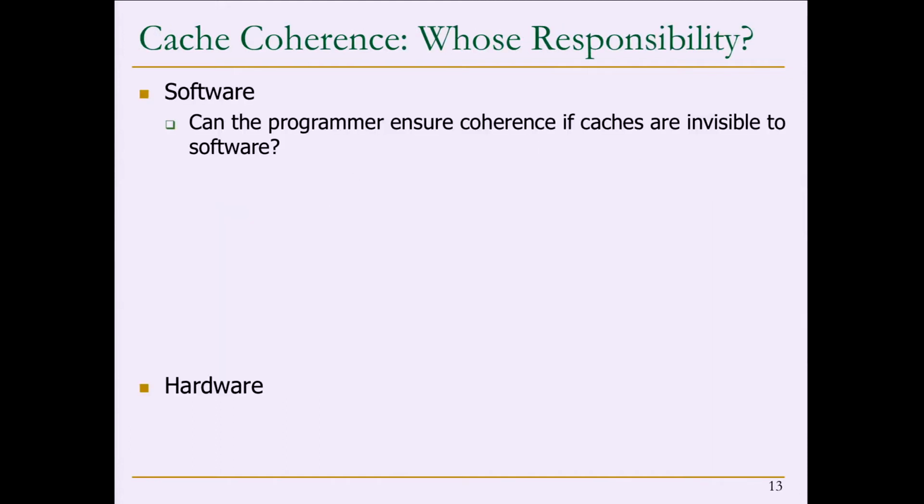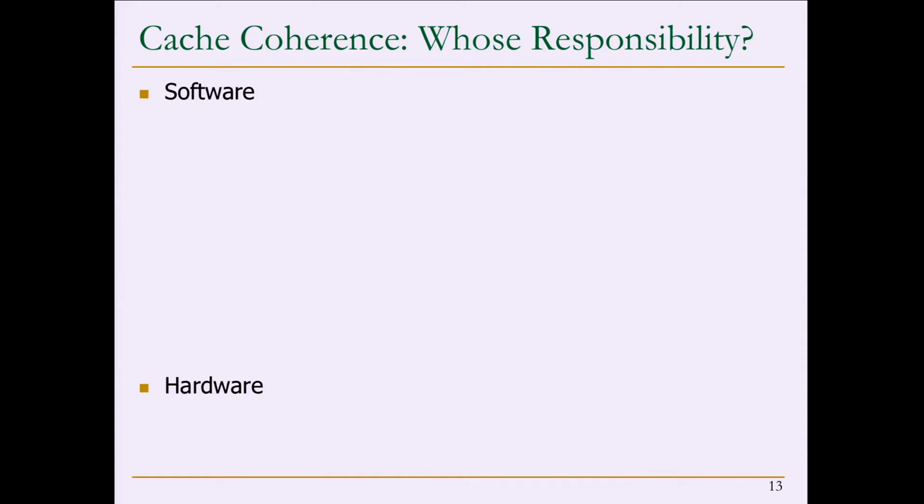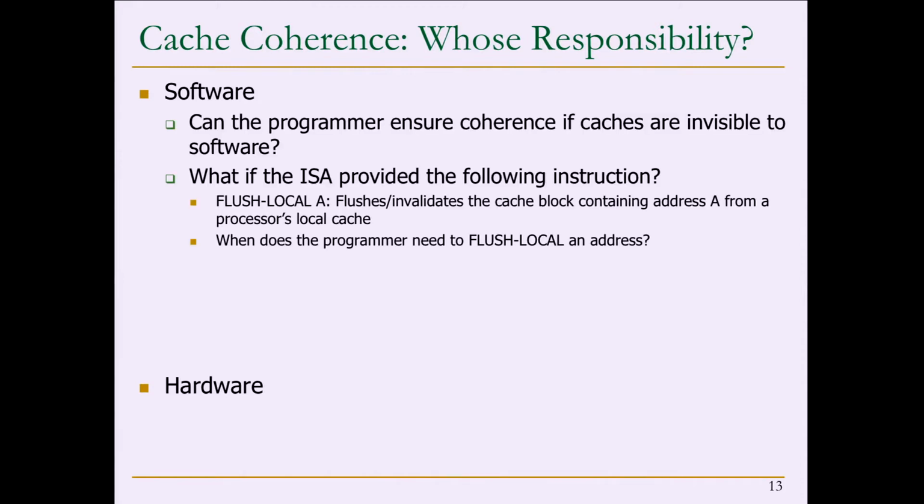So can the programmer ensure coherence if caches are invisible to the software? I've already given you the answer, basically, no. So cache needs to be somehow visible to the programmer, which already complicates things, right? Before, we assumed that caches are usually not visible. But now, for correctness, cache needs to be visible. So how do you make the cache visible?